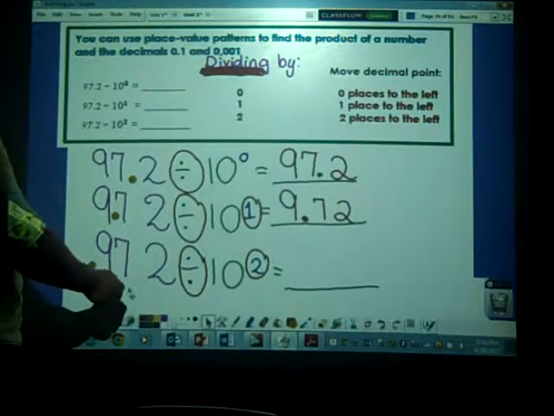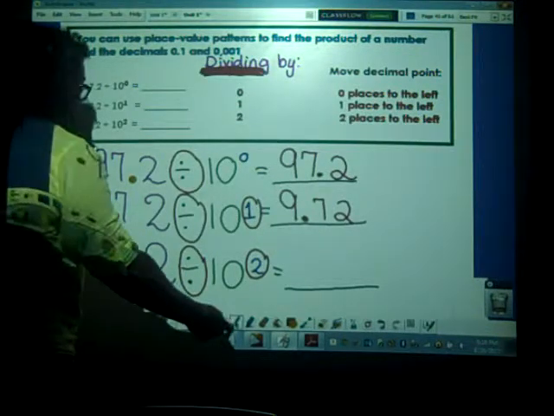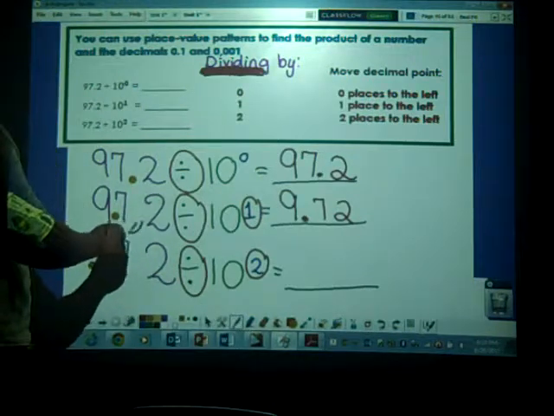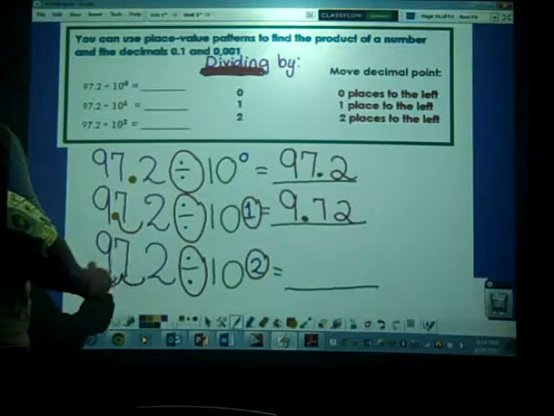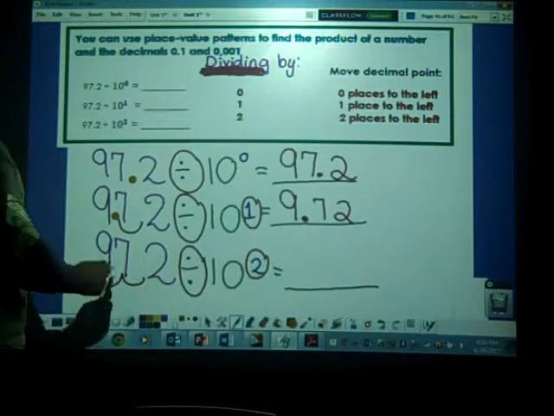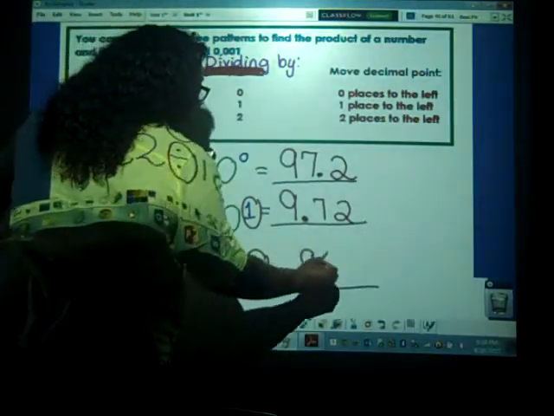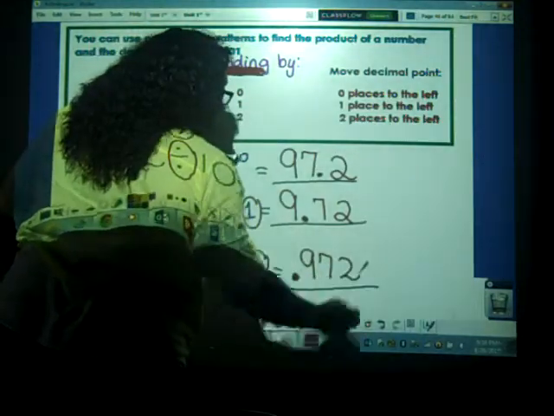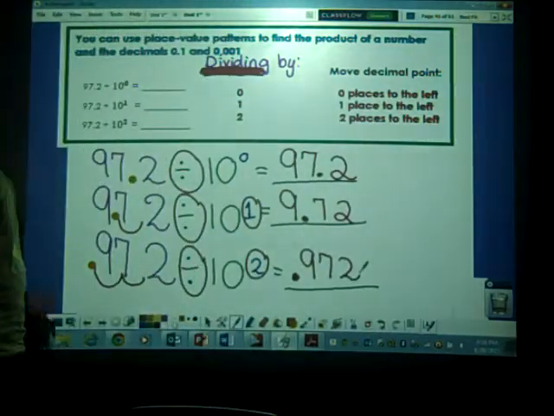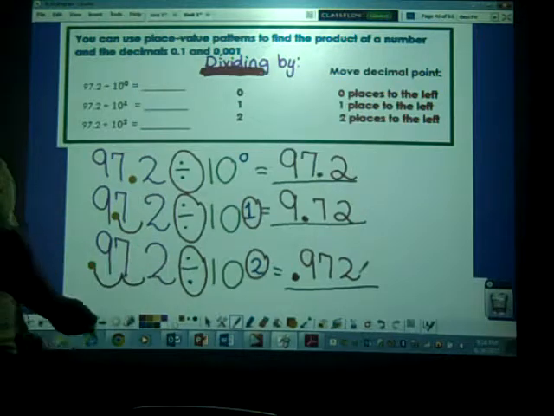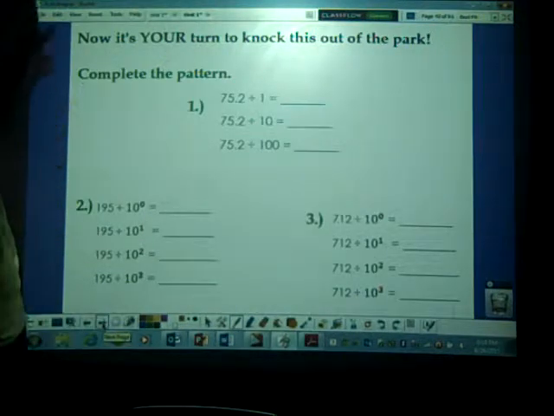I moved it from here to here. It went one hump. See, here to there. Here, 1, 2. 2 humps. So now my value is 972 thousandths. Boom. So let's go to the next page.